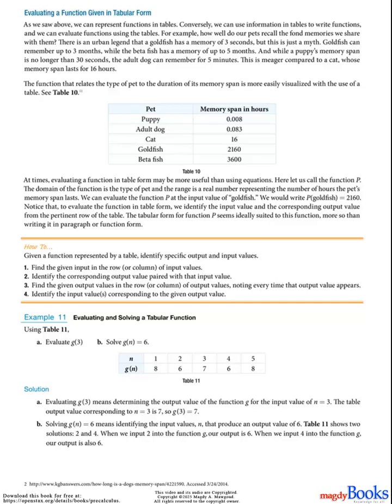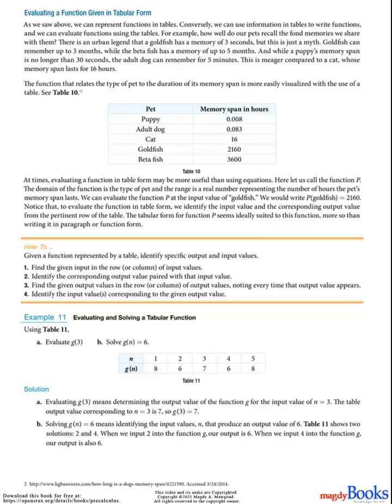Notice that, to evaluate the function in table form, we identify the input value and the corresponding output value from the pertinent row of the table. The tabular form for function p seems ideally suited to this function, more so than writing it in paragraph or function form. How to? Given a function represented by a table, identify specific output and input values.